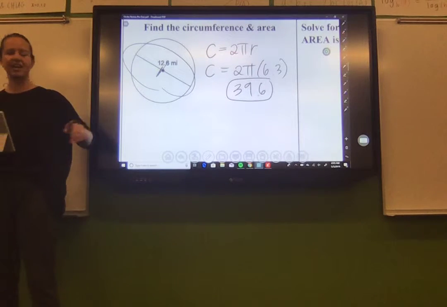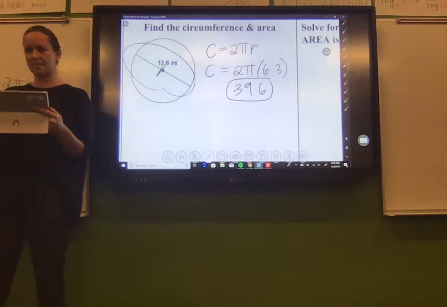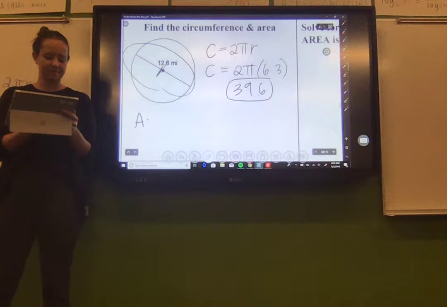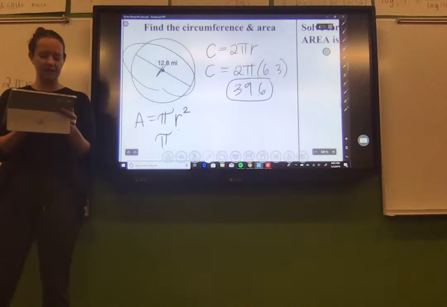Easy? All right, who has the equation for area memorized? Oh, now you have it, Leva. What is it? Pi r squared. Cool. So same thing. You type in the pi. Your radius is still 6.3, and then you square it.